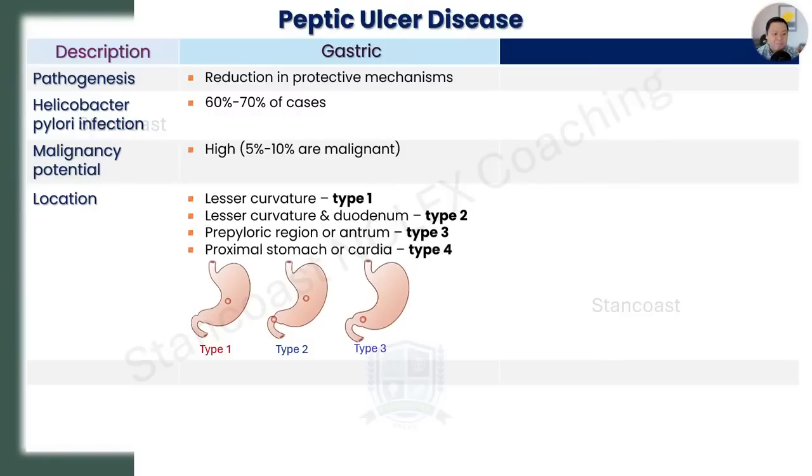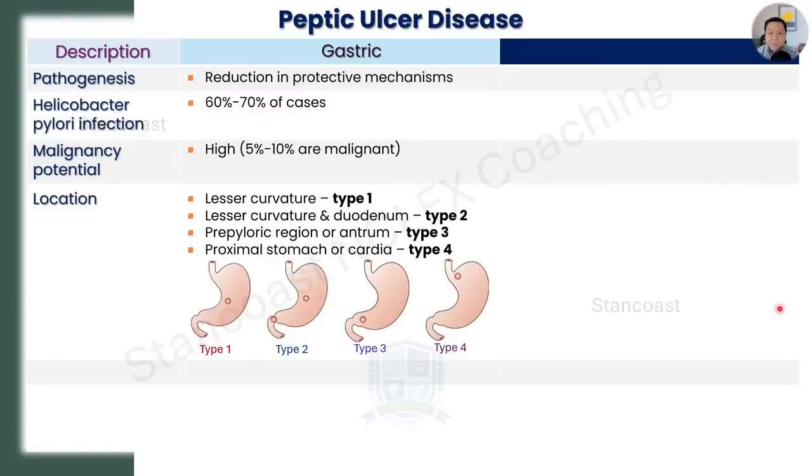We also have type 4 of gastric ulcer, which is located in the proximal stomach or the cardia. So take a look here. It's basically closer to the esophagus and close to the esophagogastric junction, where the protective mechanisms might be less effective or where bile reflux might play a role.